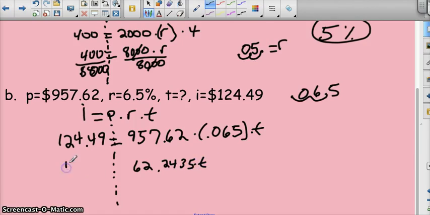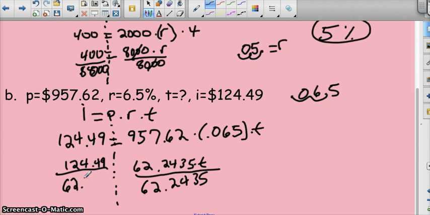And at this point in time, I'm going to go ahead and get the T by itself. To get the T by itself, I will divide by 62.2435, divide by 62.2435. When we do, we will get that T equals, well, if you did it in your calculator, it's like 1.9999. We're going to round that up to 2.